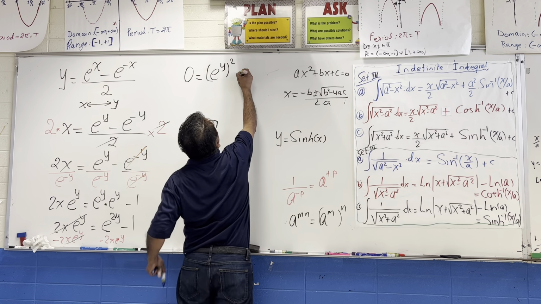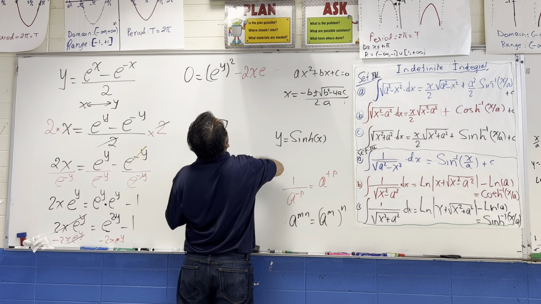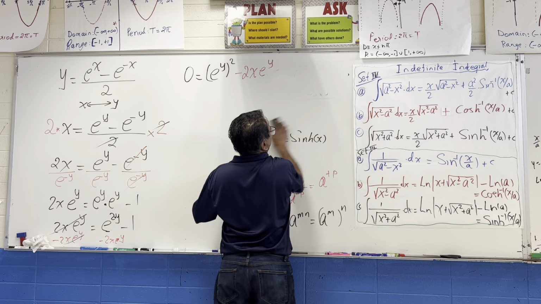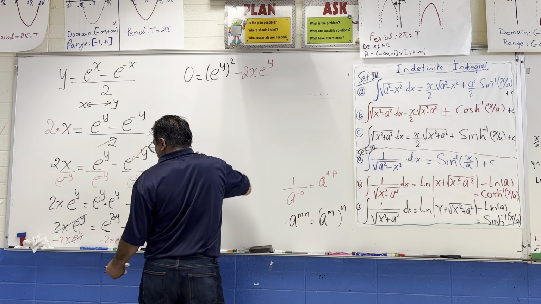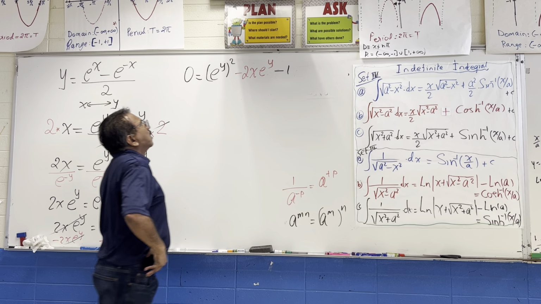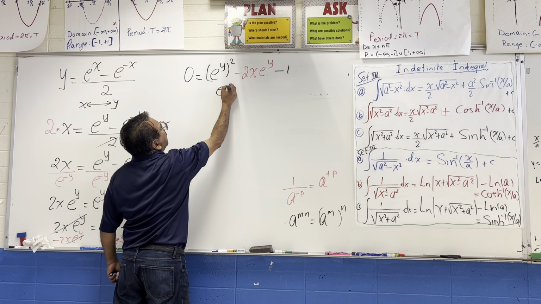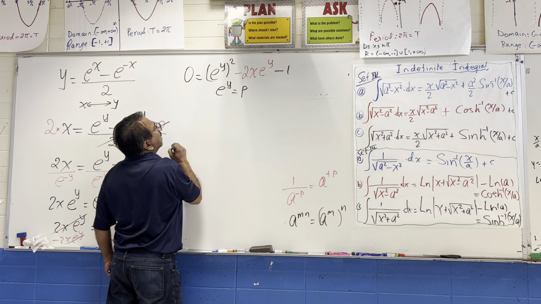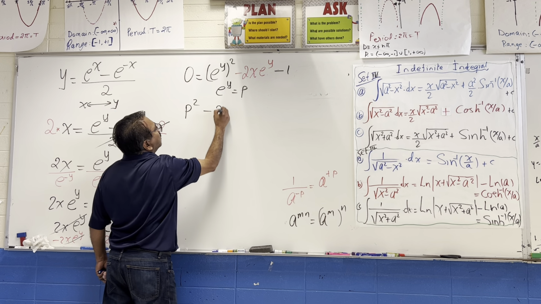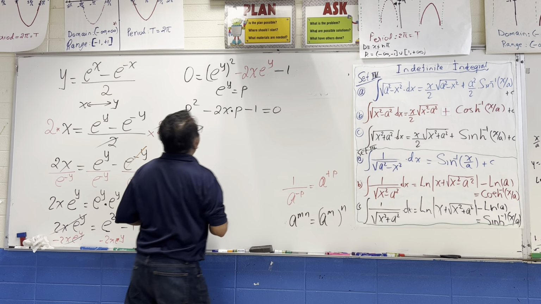This red color stays the same, e raised to y, and then the minus 1. So far so good. Okay, so instead of e raised to y, let's replace e raised to y with another variable, p. So this whole thing reduces to p squared minus 2xp minus 1 equals 0.